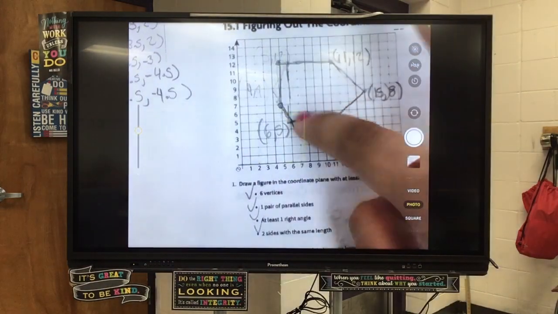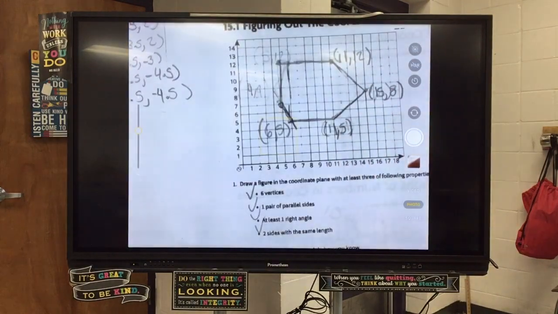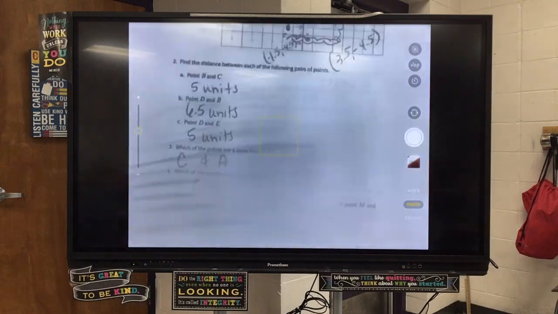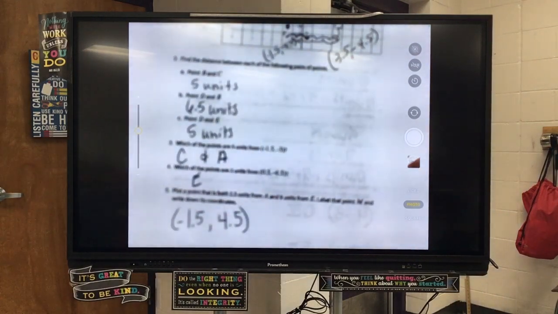These two are parallel, and these two are the same length. How do you know they're the same length? Because if you were to straighten them both against each other, they're the same thing. Interesting. Okay. You've been saved. You're welcome. All right, let's move on.